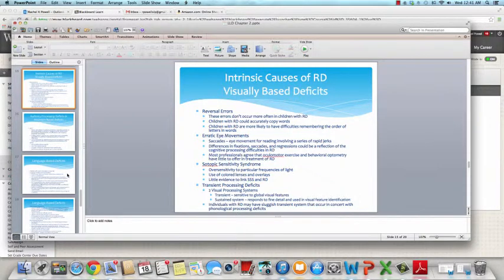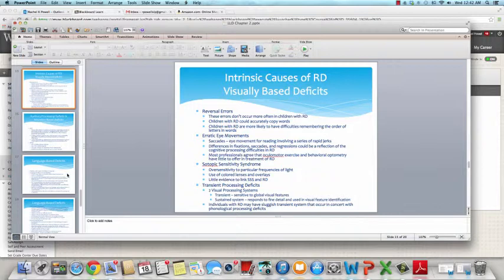All right, so looking at visually based errors or deficits. Because initially reading was thought to be a visual process, they've looked at how visual problems could cause reading disabilities. So considering reversal errors, when you look at the studies and the research, these errors don't occur more often in children with reading disabilities. It may seem like it's occurring more often because they are older.